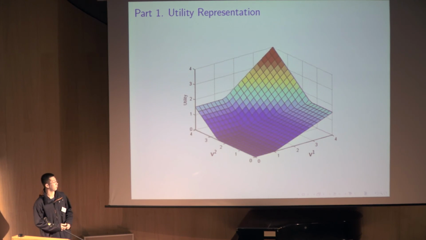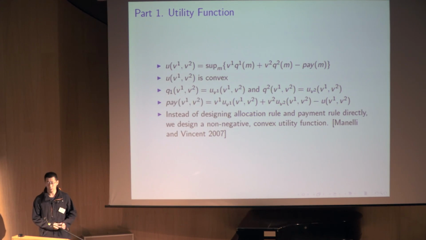Here is an example of a utility representation. Remember, there are 4 menu items, and they correspond to 4 planes. The buyer's utility is the supremum of the 4 planes. You can see this is the utility surface, and it is convex. Actually, given the utility function, we can compute the allocation function and the payment function. So instead of designing the allocation rule and the payment rule directly, we design a non-negative and convex utility function.